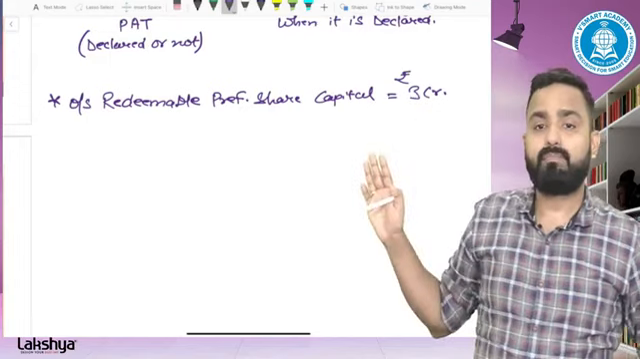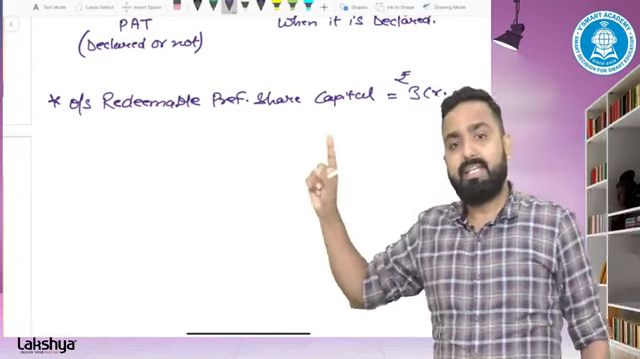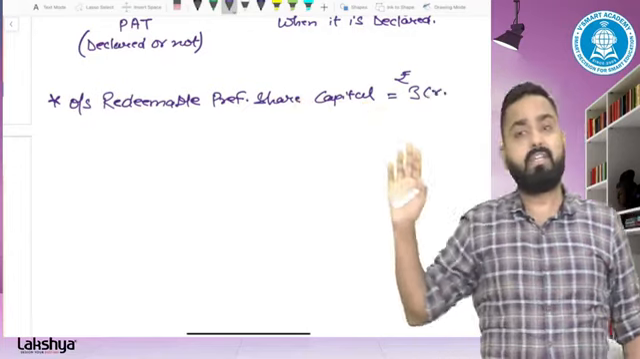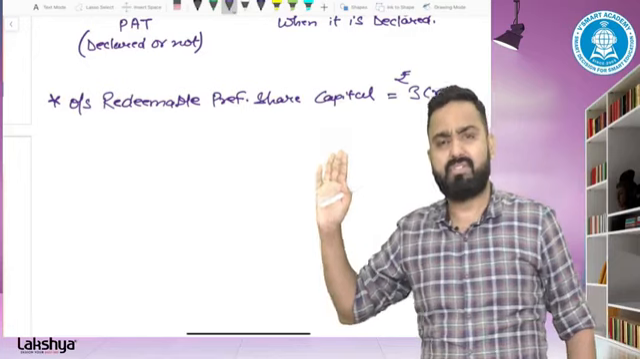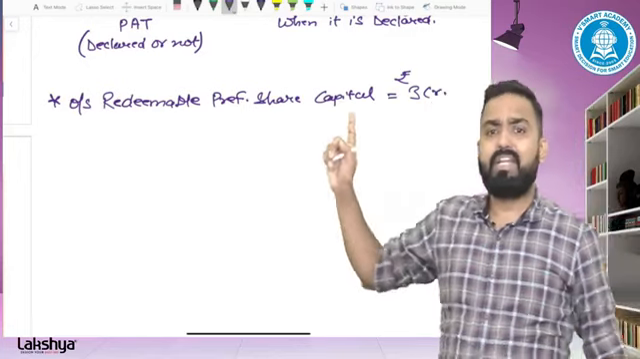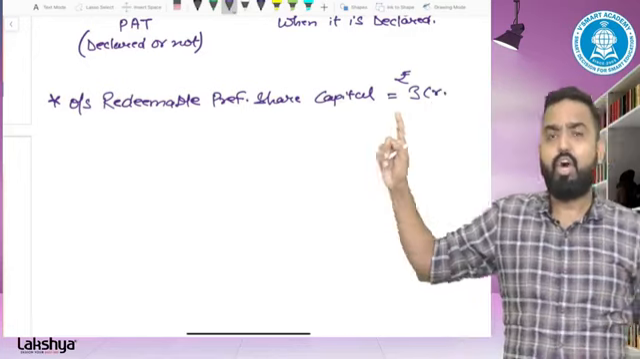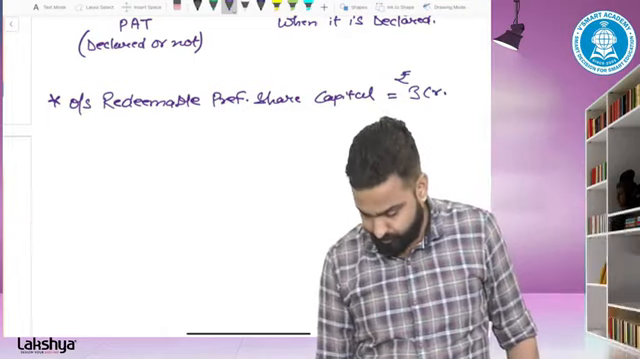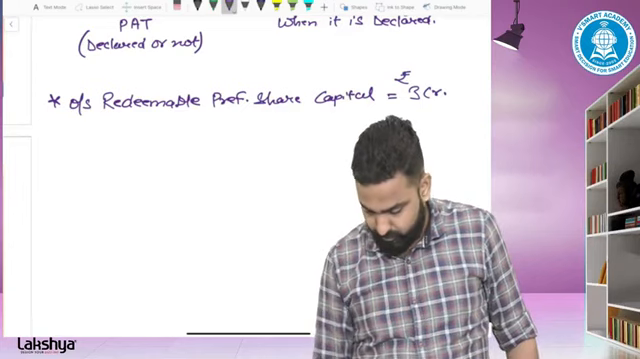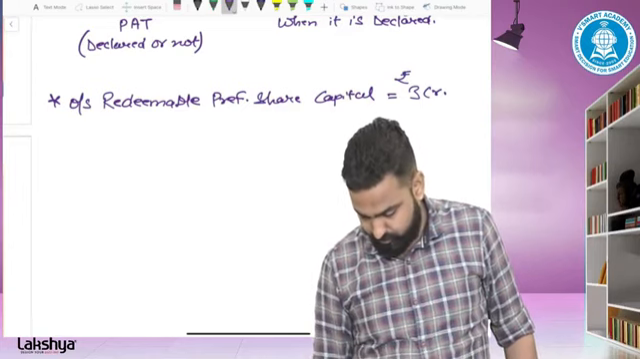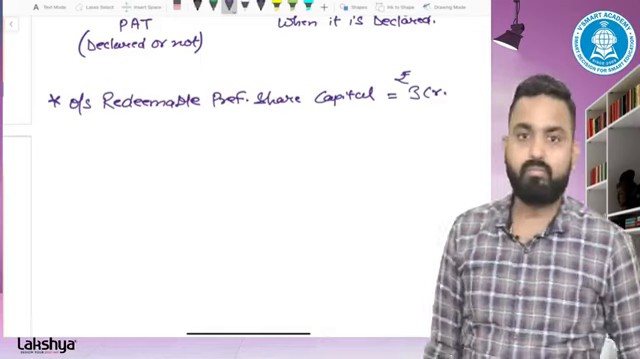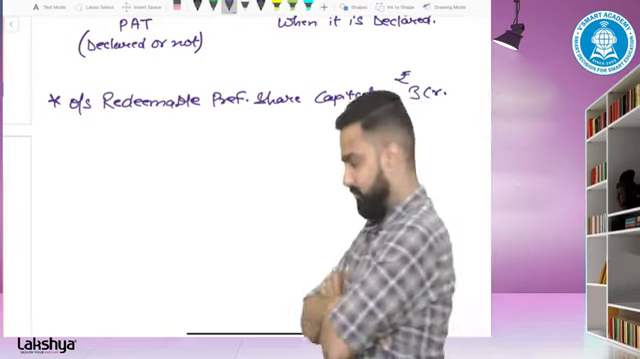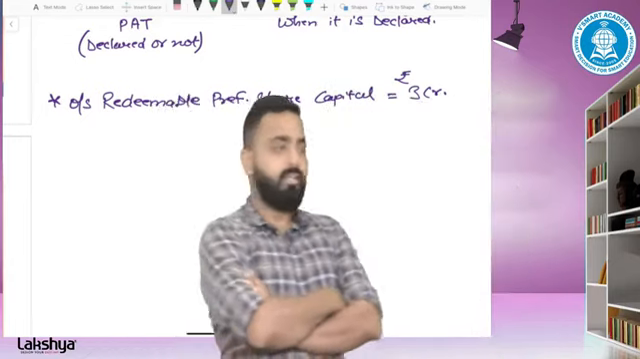I am giving you two options, either under share capital or under non-current liability. Suppose it is redeemable after 5 years. So where will you show it? Either under share capital or under non-current liability. Tell me. Where will you show it? Tell me.